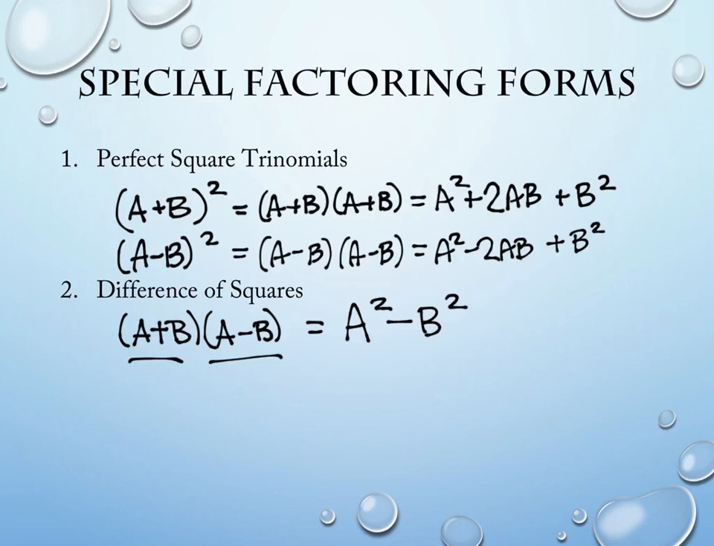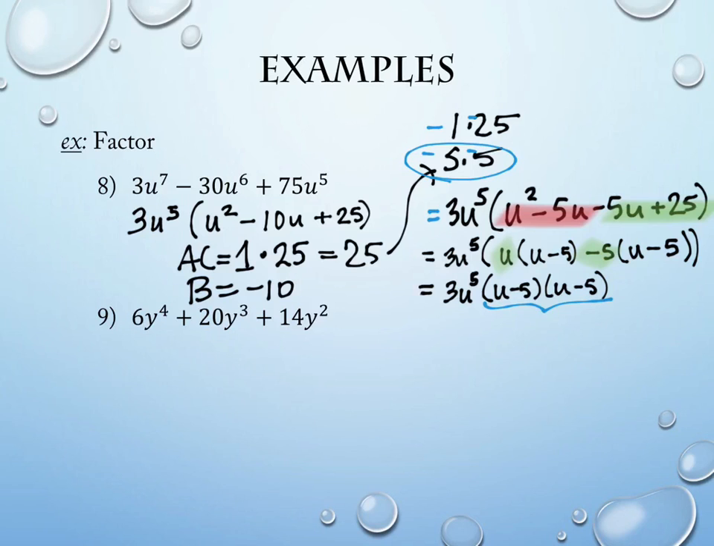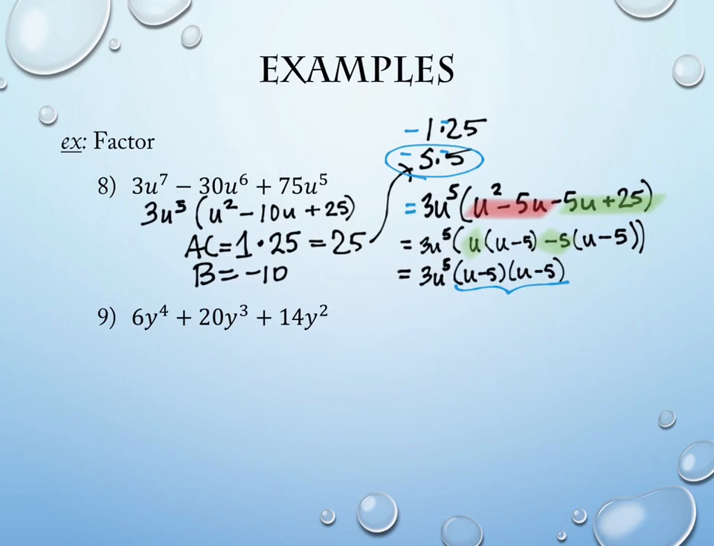Okay, one more. Y'all ready? Let's take a look. Okay. 6y to the 4th, 20y cubed, 14y squared. Surely there's a common factor. What was it? 2? 2y squared.